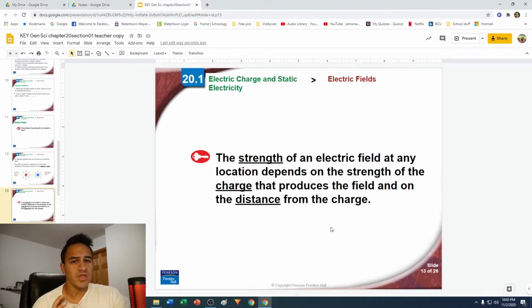So the strength of a gravitational field is dependent on how big the planet is, just like the strength of an electric field is how big the charge is. And also how close you are to the planet will have a bigger impact on how much gravity you feel. Same thing with an electric charge. The closer you are to the charge, the more impact you're going to feel from its electric field.